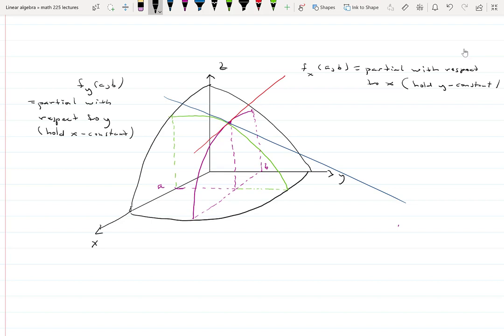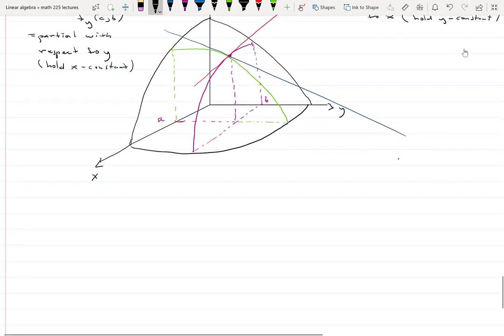Again, there are an infinite number of them, but these two slopes can be used to determine the slopes of any of the other tangent lines to the surface. Okay, we'll see that in section 14.6, I believe, when we talk about the directional derivative.